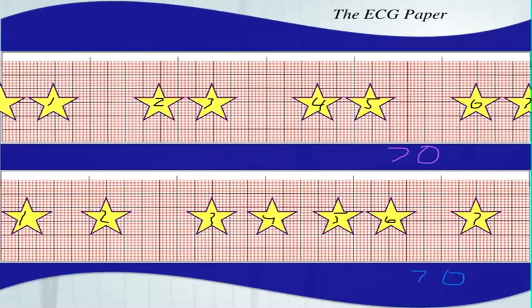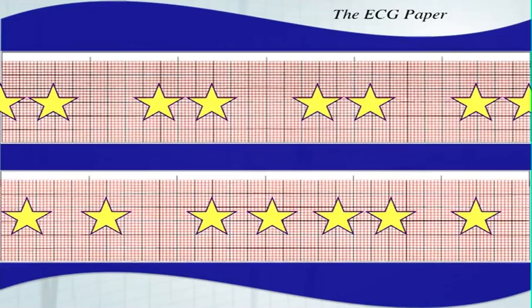So even though these two EKG rhythms look very different, and I know they're not actual rhythms, we're looking at stars here, but use your imagination. They look very different, but they both have the exact same heart rate. And again, it's a rough estimate because of the method we're using.